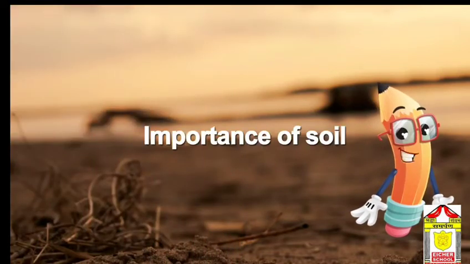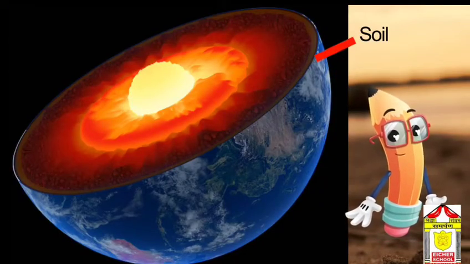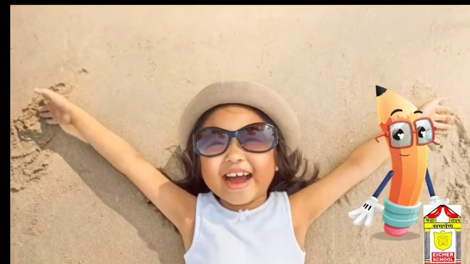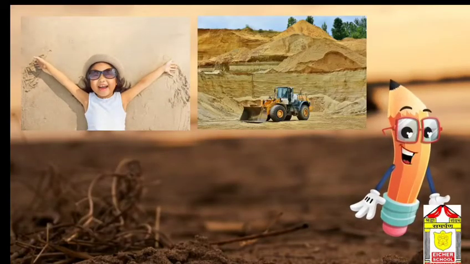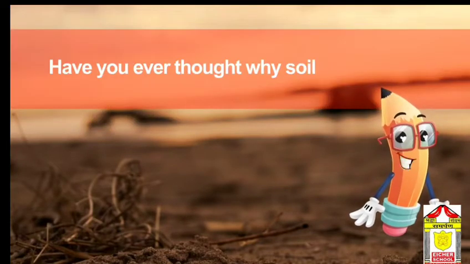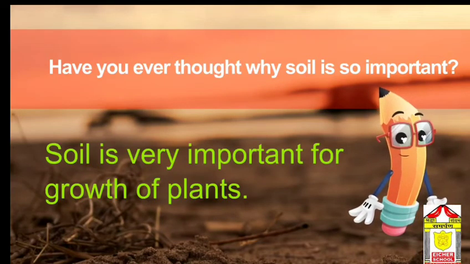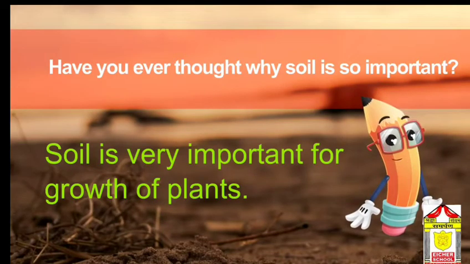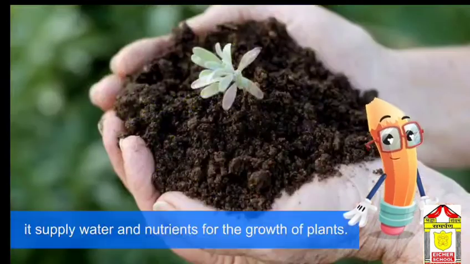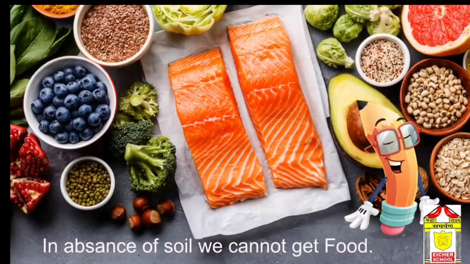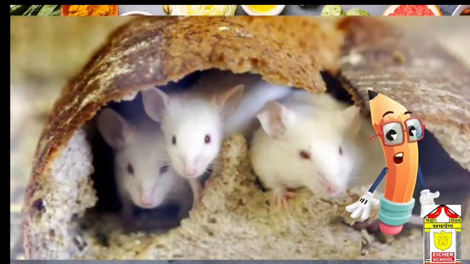So let's start. Why soil is important? Soil is the uppermost layer of Earth's crust and it is essential for the existence of life on the earth. Have you ever thought why soil is so important? Yes, we all know that soil is very important. Why? Because it helps in the growth of plants. It supports the growth of plants by holding the roots firmly and supplying water and nutrients. In the absence of soil, we cannot get food. It is the home for many organisms.